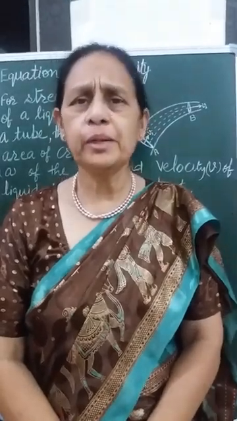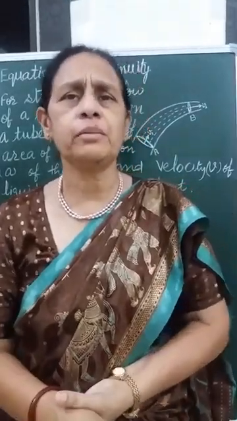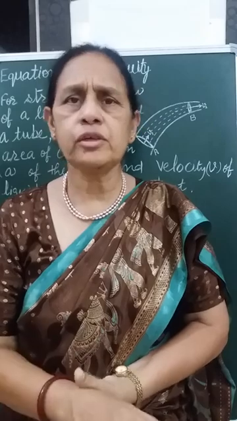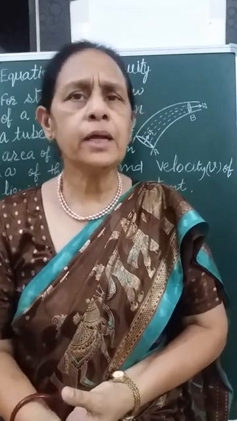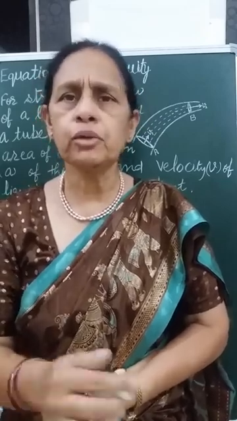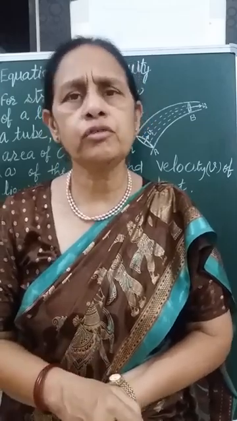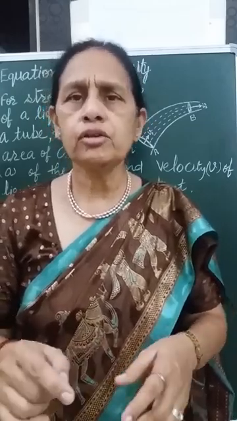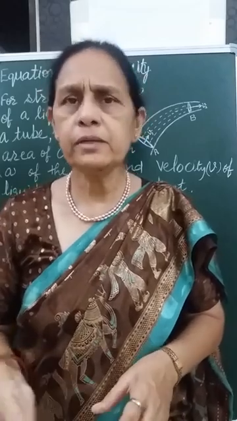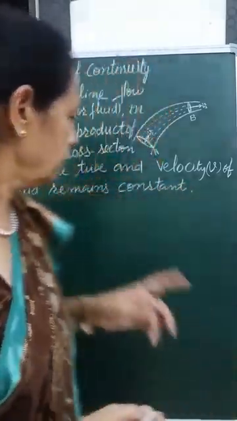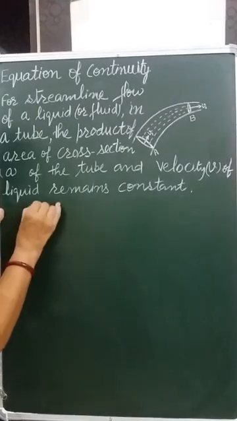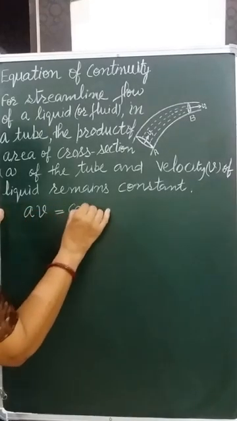प्यारे बच्चों, आज हम पढ़ेंगे इक्वेशन ऑफ कॉन्टिन्यूटी के बारे में। अकॉर्डिंग टू दिस इक्वेशन, फॉर स्ट्रीमलाइन फ्लो ऑफ ए लिक्विड और ए फ्लूइड, the product of area of cross section of the tube and the velocity of the liquid remains constant. That is, A into V is equal to constant.